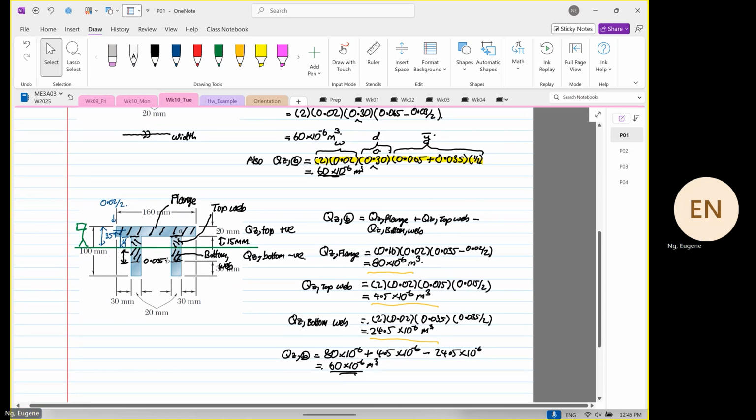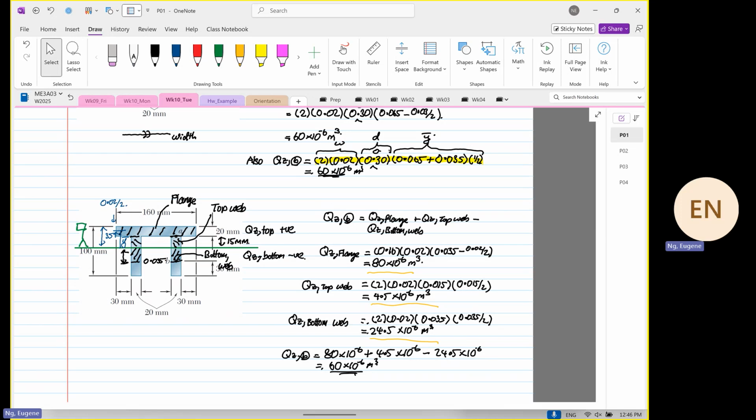Okay. Better now? The only thing that you have to be aware of, as I said, when you do the bottom, you have to ensure where you take your datum from. That's the only point. Okay. Right. So any questions so far?